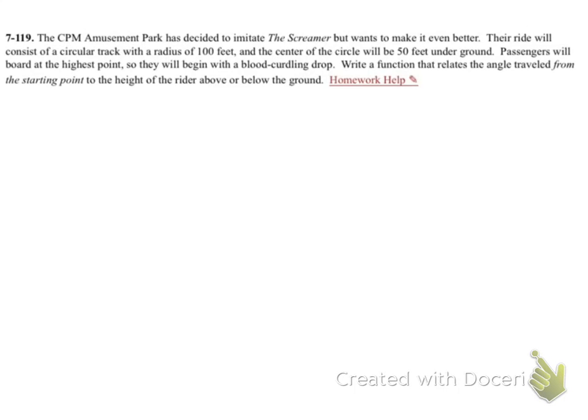Problem 119 is dealing with another version of the screamer. And with this problem here, we have a circular track. It says that the radius of the circular track is 100, and the center point is going to be 50 feet below ground.